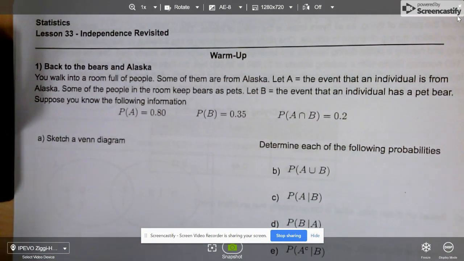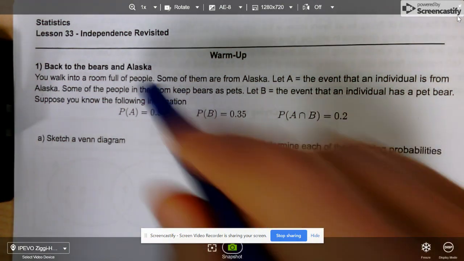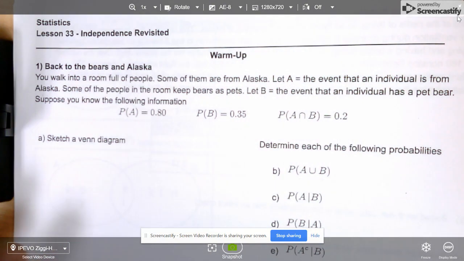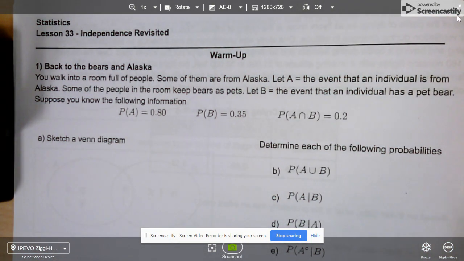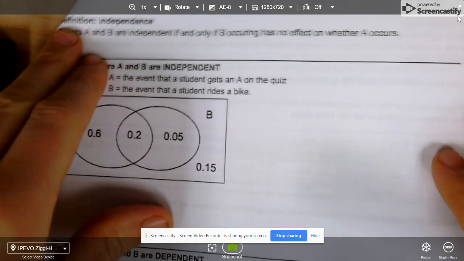Hey, Mr. Klein here to teach lesson 33, the last lesson of the unit, which is going to be about independence once again. So you should be right here. And in fact, the first page of the lesson is a review, and we're going to skip that. So I want you to turn to this page.